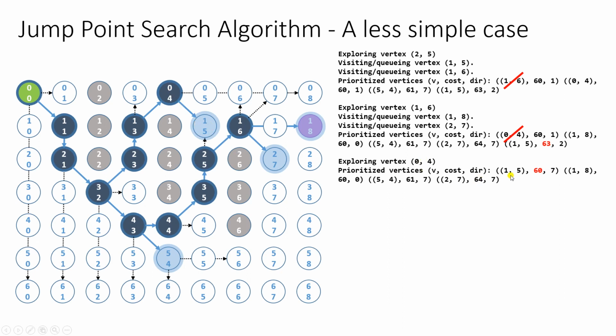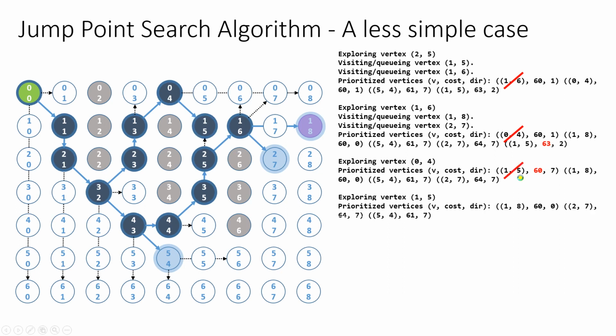Okay, let's go to the next one. That would be vertex 1, 5. Let's explore that one. Okay, by exploring 1, 5, we actually didn't find anything new. So exploring vertex 1, 5 didn't bring us to any new discoveries. Let's go one step further.